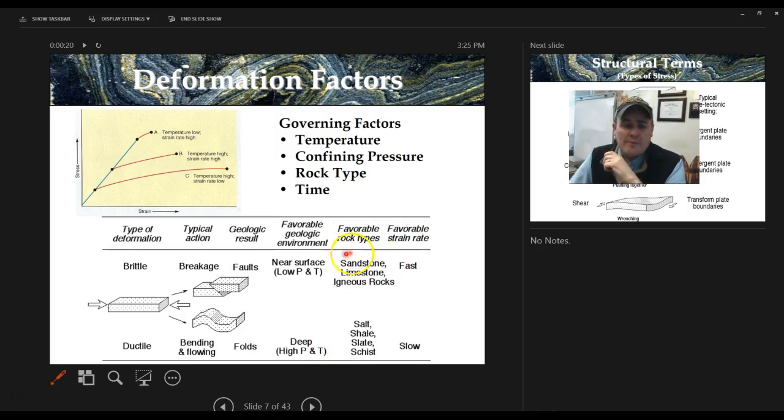So here, favorable rock types that will break more brittly will be like sandstones, limestones, igneous rocks. They don't have as much give as some of these other rocks, whereas salt, shale, slate, and schist, those ones that are made up of muds and small particles like that, have more bend to them. They'll ductily bend more than these rigid rocks will. And also, something that's ductile will, if you have a slow deformation rate, bend more, whereas if you have a fast one, it's going to be more brittle.